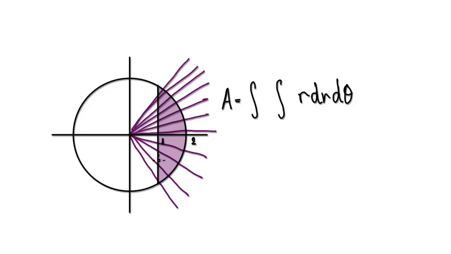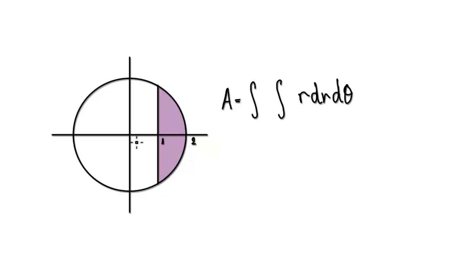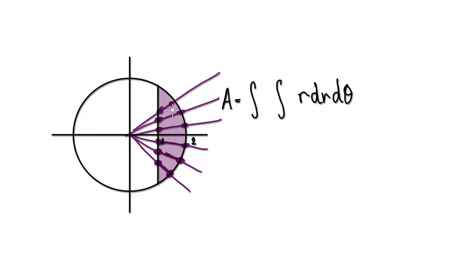Let's look at this one here. We start at the vertical line, so we're going to scan like this. We start at the vertical line and then we stop at the circle. So eventually we're going to cover the whole region.